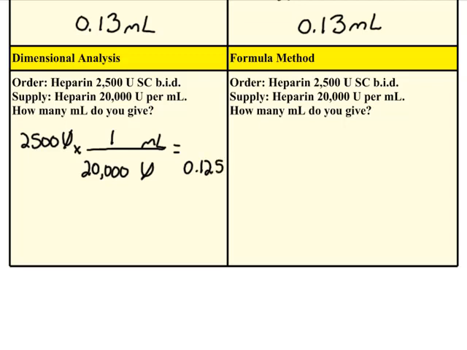However, since this is heparin, we need to round to the hundredths place. The 2 is in the hundredths place. The 5 tells us to round up. Therefore, we will give 0.13 milliliters.